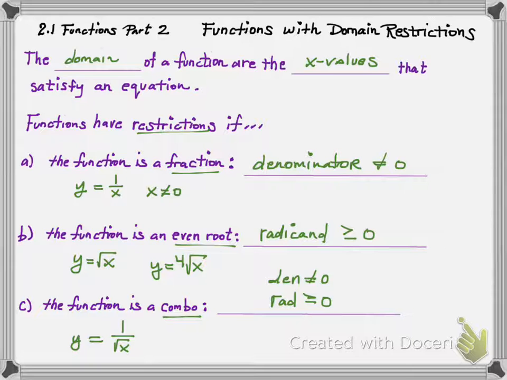I'm not going to teach any shortcuts. I think some students use a shortcut for this, and I'm just real leery of shortcuts just in case. So until you get really good at it and get tons of practice, don't worry about any shortcuts. We'll just worry about the denominator not equaling 0 and the radicand being greater than or equal to 0. All right, so let's take a look at a few examples of where we can apply these restrictions.